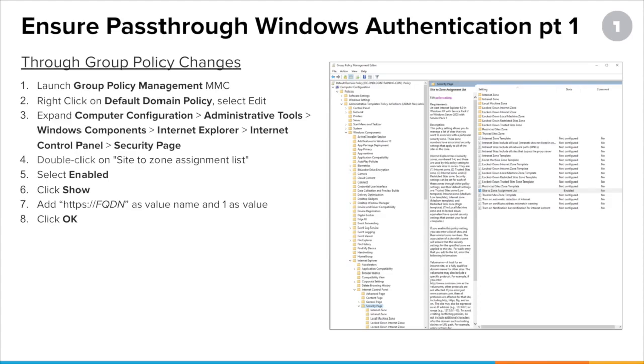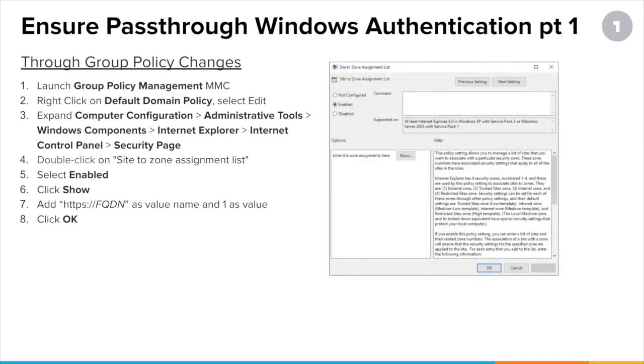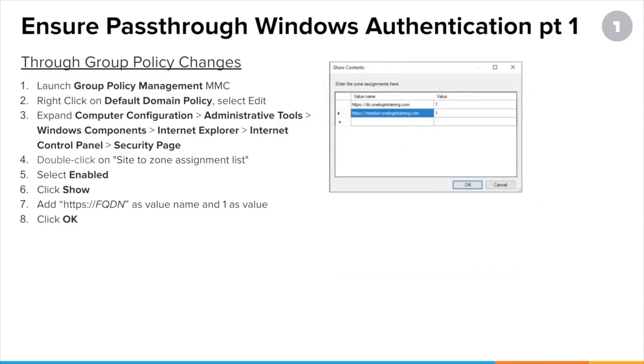Look at those details and select Site to Zone Assignment List. You can see it down at the bottom of the list, or so in the middle of the page, over on the right-hand side. Double-click on that. When you double-click on that, you will want to make sure it is enabled. By default, it is not configured. So make sure it's enabled. Then click on the Show button, and here's where you put in those URLs.